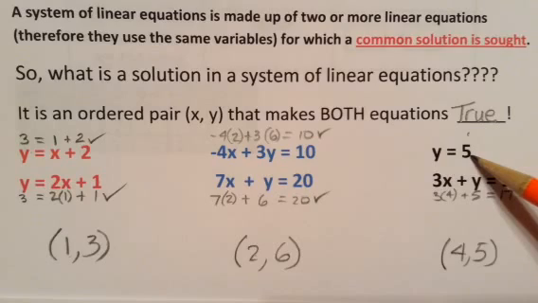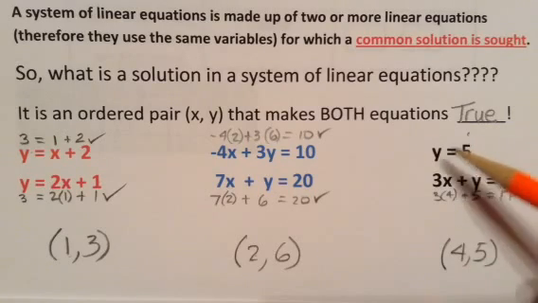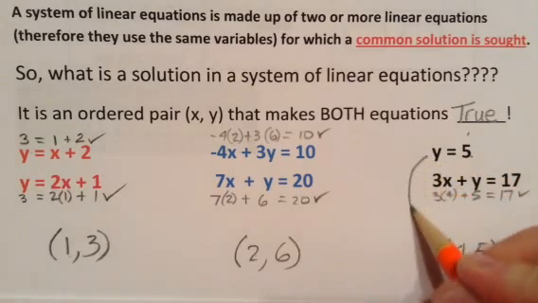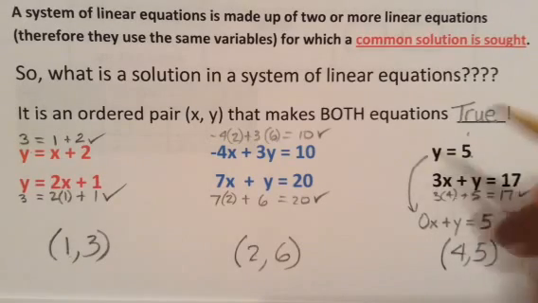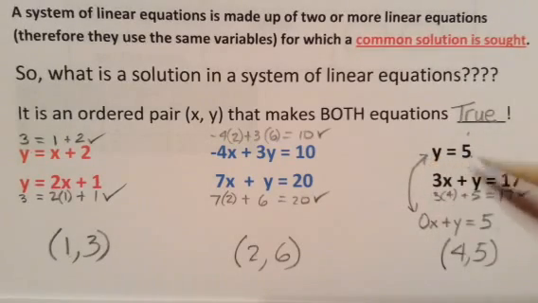Now, I know what some of you are saying. Some of you are looking at this. Ms. Malik, what's the deal? There's no x. I don't see it. Consider this. Can I rewrite this as 0 times x plus y equals 5? Are these two guys right here the same equation?